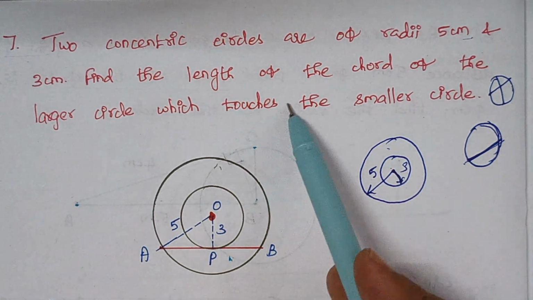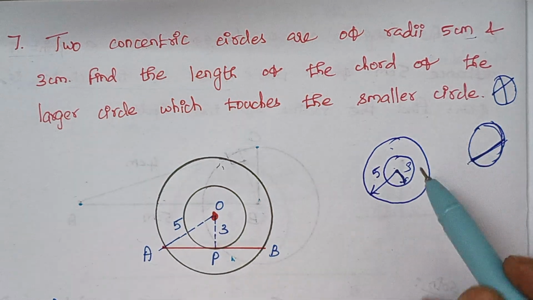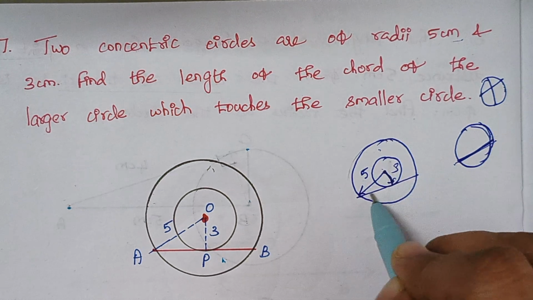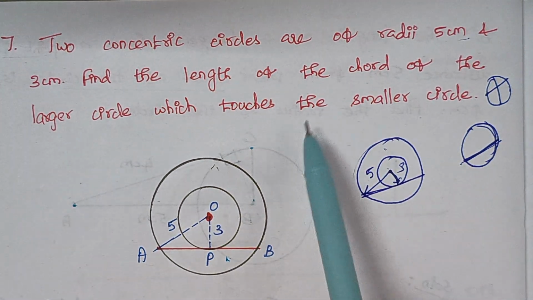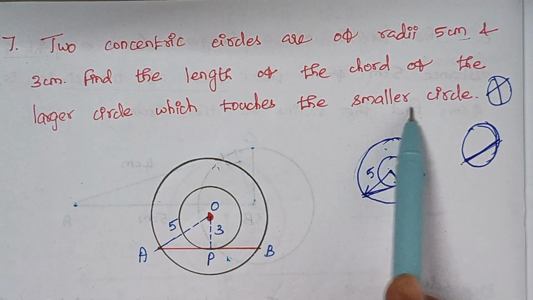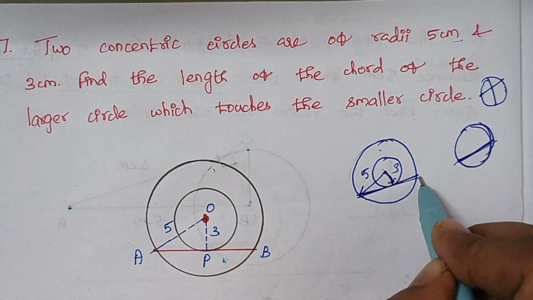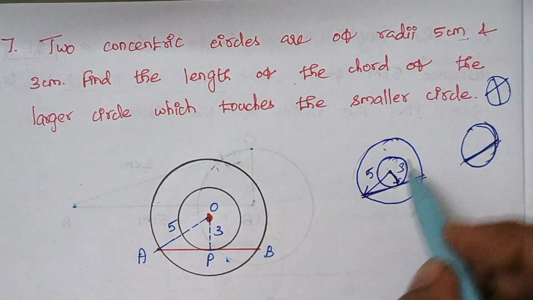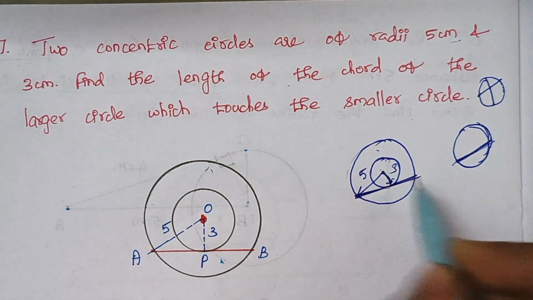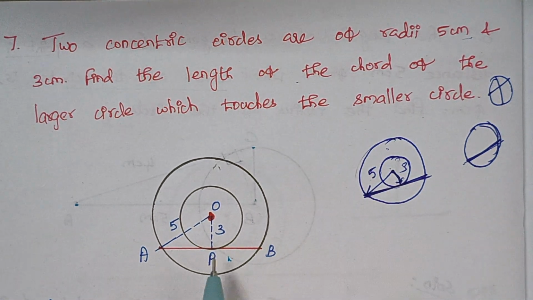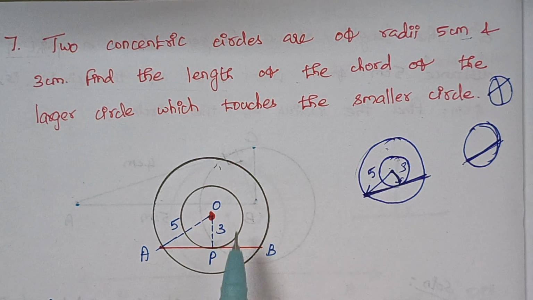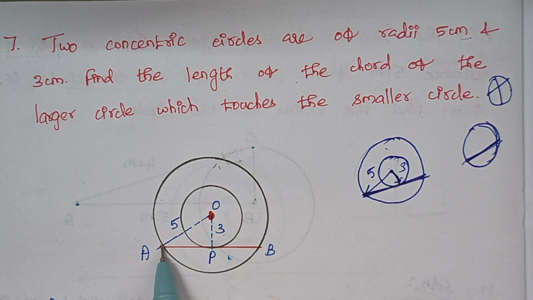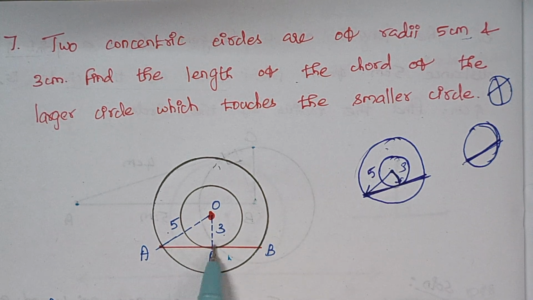So here, find the length of the chord of the larger circle. This is your larger circle, and to this larger circle, we are having a chord. And that chord touches the smaller circle. So this is the chord and this chord touches the smaller circle. Find the length of the chord. You have to find the length of this part. The same diagram I have drawn here. So this is the radius of the smaller circle, it is 3. And this is the radius of the bigger circle, which is 5. And this is the chord.